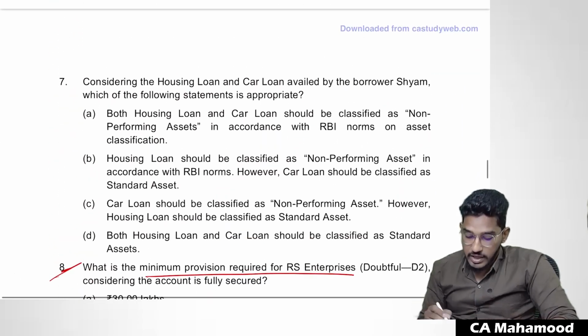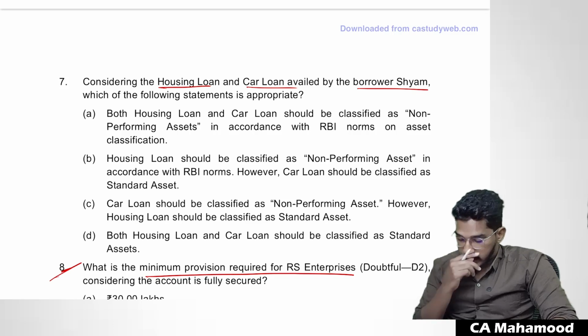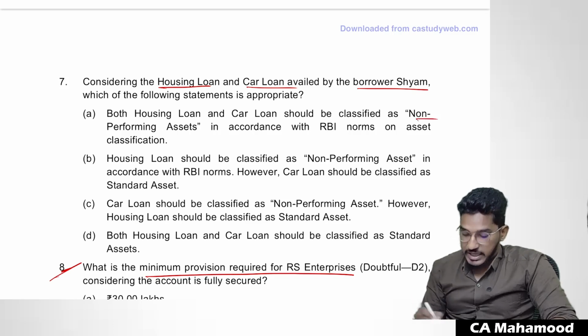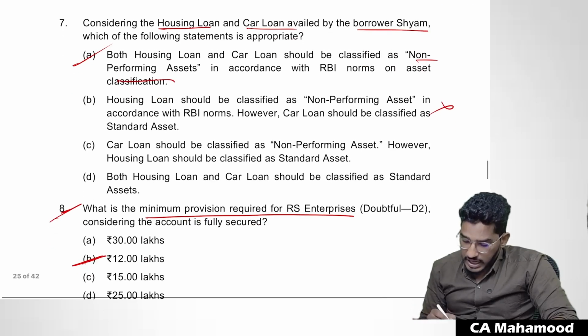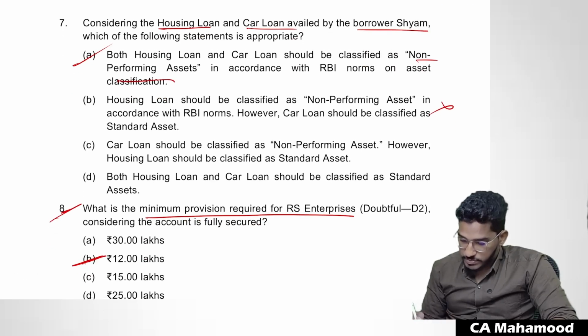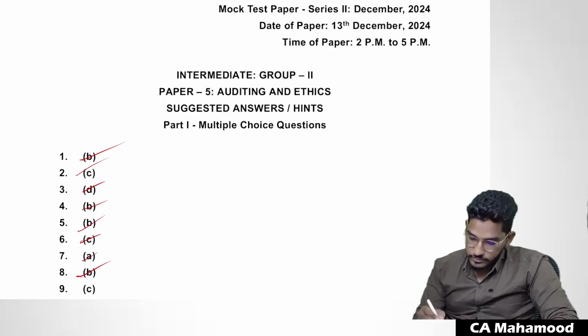So we have a question here. Considering the housing loan and car loan availed by the borrower Shyam, which of the following statements is appropriate? Both housing loan and car loan should be classified as NPA in accordance with RBI norms. Yes. Housing loan should be classified as NPA in accordance with RBI. Car loan should be classified as standard. No. Car loan should be classified as NPA. Housing loan should be standard. No. Both housing loan and car loan should be classified as standard. No. Option A is the correct option. Next.